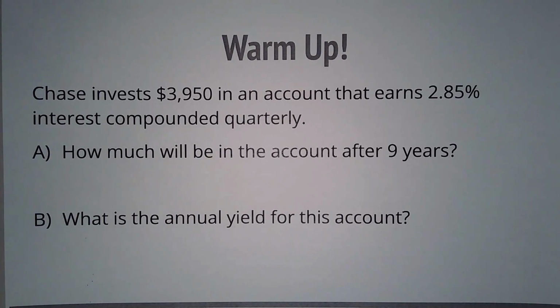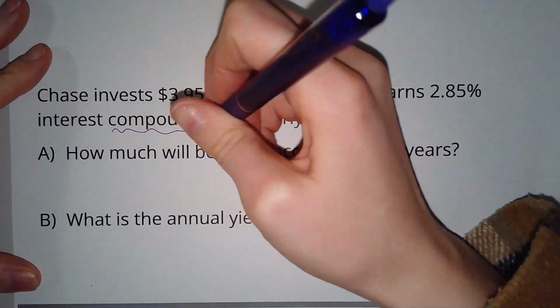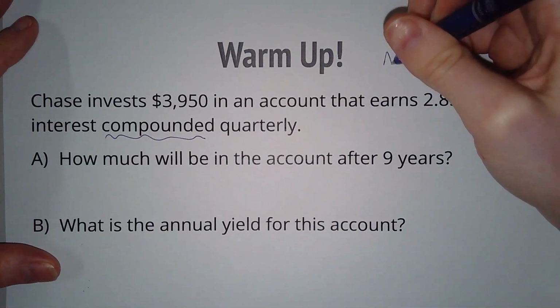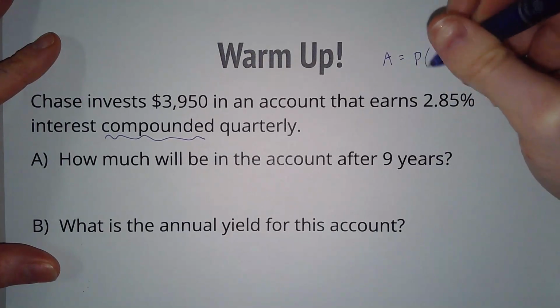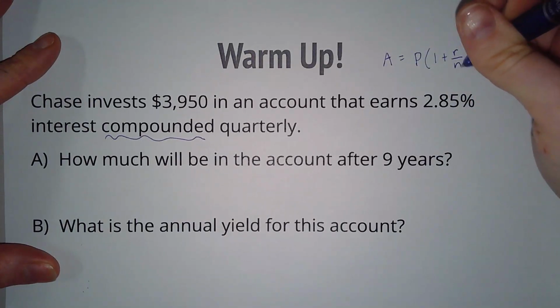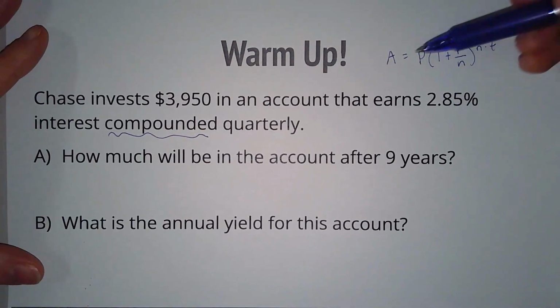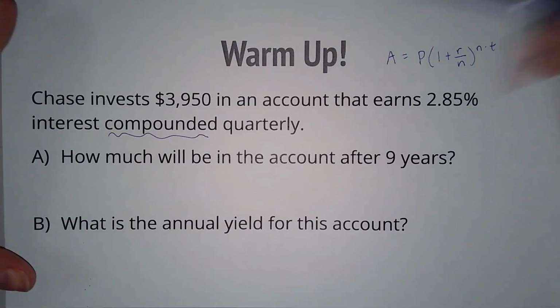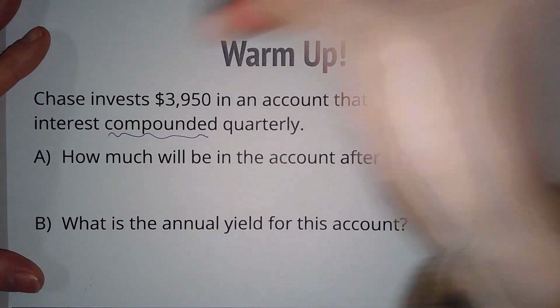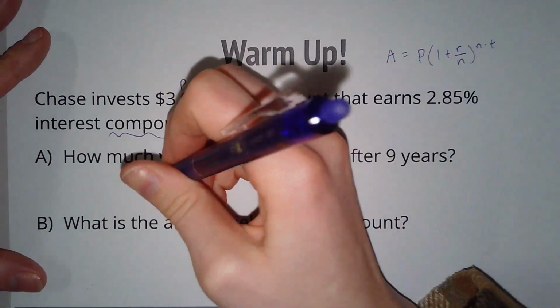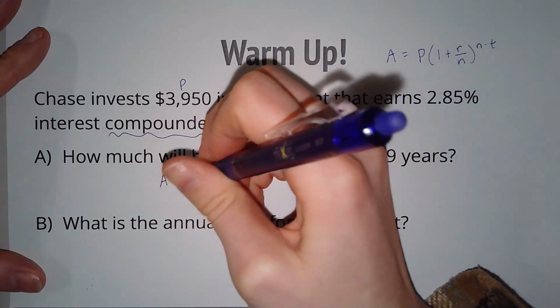Now, the first thing we'll want to decide is which formula to use. Because I do see the word compounded, we're going to want to use our compound interest formula. And this will be on your test, but you will want to know what all of your variables stand for. So the first thing that we'll look for is our P, which is our initial value. So it says Chase invests $3,950. So that's going to be my initial value. So I'll go ahead and plug that in for P.